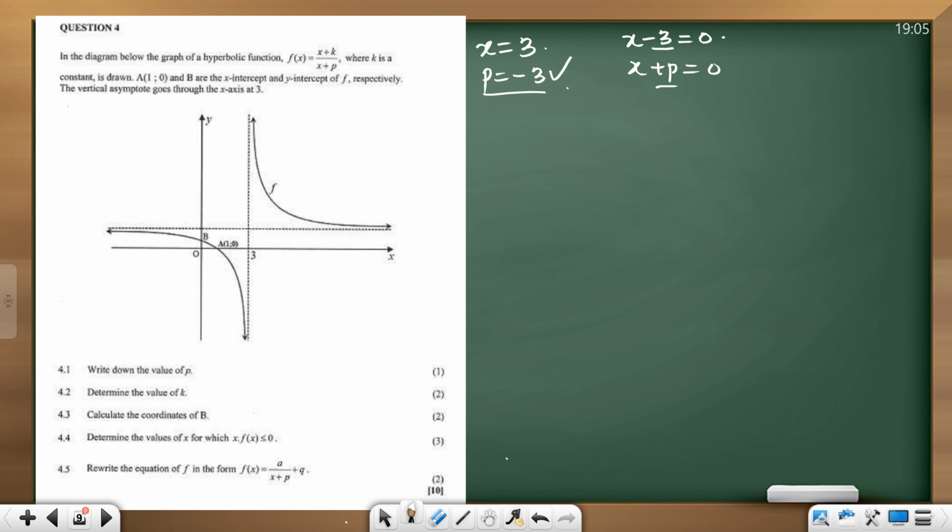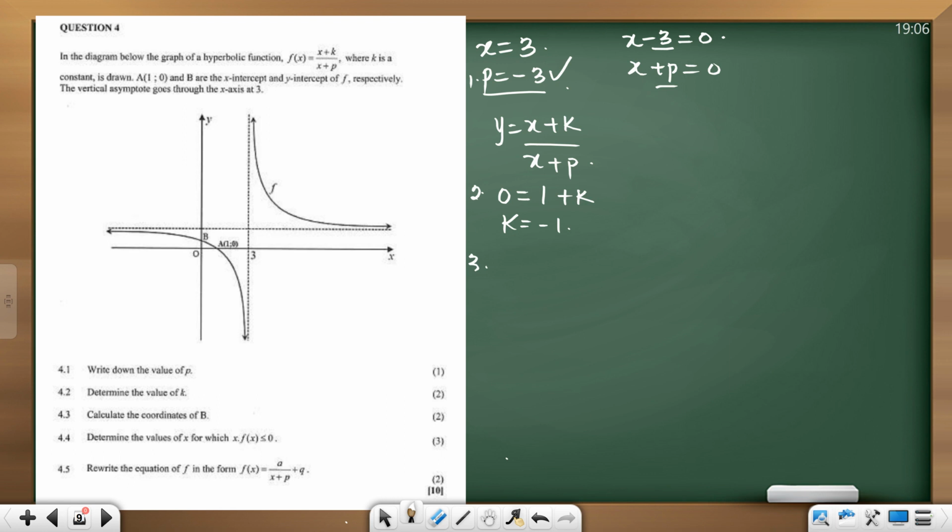Any point on the graph. A, which is what? 1 and 0. Okay, so what do we know? Y equals to what? X plus K over X plus P. What's my Y value? 0. My X value? 1 plus K. If I cross multiply, it's going to give me what? 0. So what's your K? K equals to what? Negative 1.